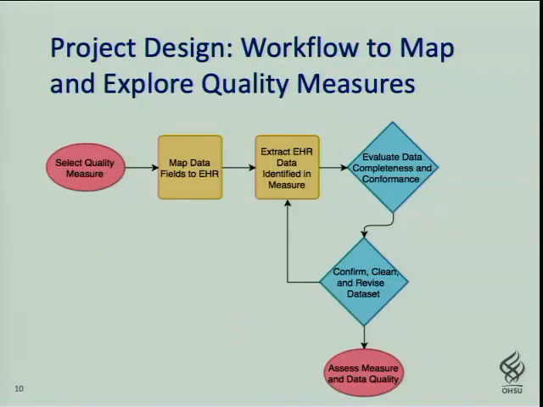So the way I actually began to design this project was I would start with selecting a quality measure. I tried to choose some from the 2019 series that covered a various spread of data quality issues and data fields. Then I would map the fields in the EHR and extract the data identified in the measure, making note of missing fields or fields that didn't have great data. Then I would be evaluating the data for completeness and conformance as per the 3 terms I described earlier. And then going through, confirming, cleaning, and revising the data set.